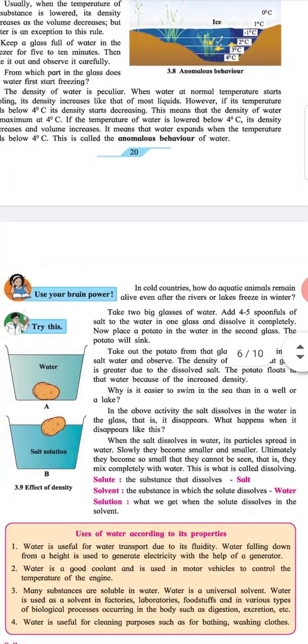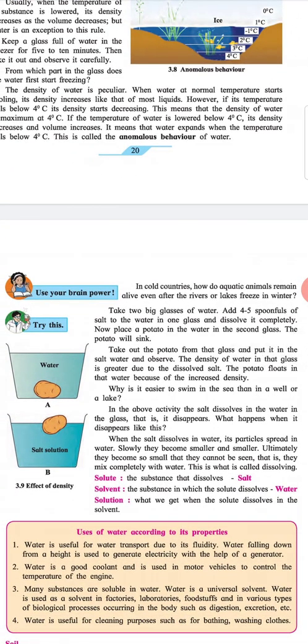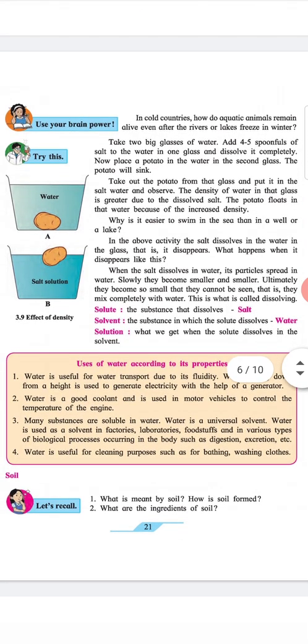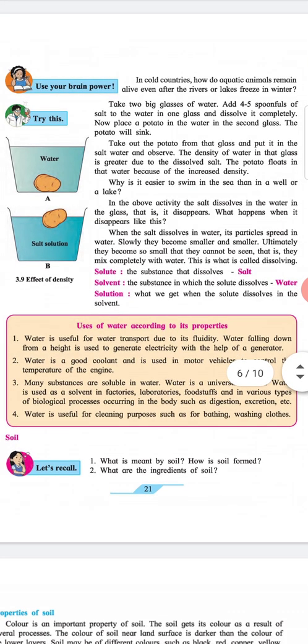Heading: Use your brain power. In cold countries, how do aquatic animals remain alive even after the rivers or lakes freeze? Try this. Take 2 big glasses of water. Add 4 to 5 spoonfuls of salt to the water in one glass and dissolve it completely. Now place a potato in the water in the second glass. The potato will sink. Take out the potato from that glass and put it in the salt water and observe.